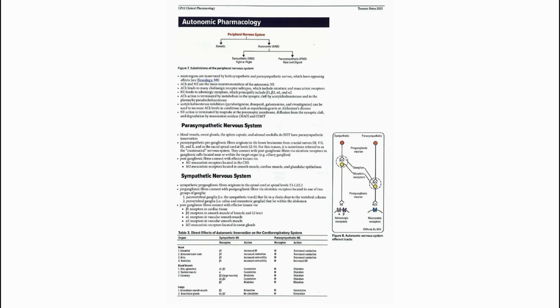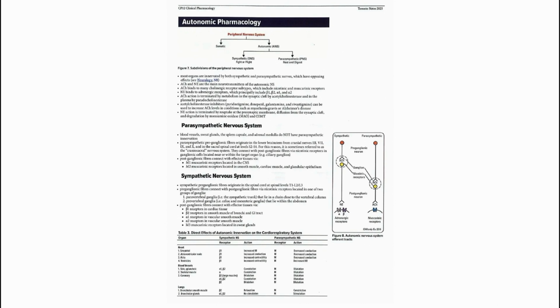Major receptor locations include beta 1 receptors in the heart, beta 2 receptors in the bronchial and gastrointestinal smooth muscles, alpha 1 receptors in vascular smooth muscles, alpha 2 receptors in vascular smooth muscles, and M3 muscarinic receptors in sweat glands, which are an important exception because sympathetic stimulation here uses acetylcholine rather than norepinephrine.